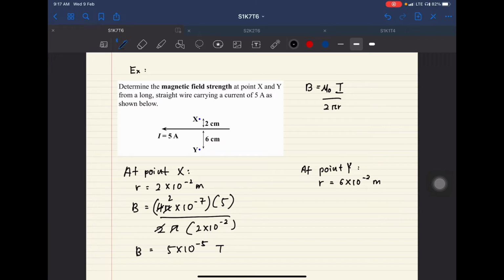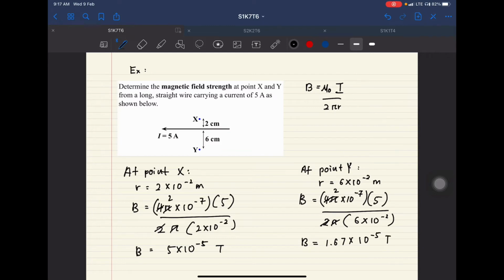Okay, and then using the same formula, you can calculate at point Y. B equals 4 pi times 10 to the negative 7. You use the same current, so 5. The distance now becomes 6 times 10 to the negative 2. Again cancel out the pi and 2. What I got here is 1.67 times 10 to the negative 5 Tesla. Okay, that one is for the magnitude.